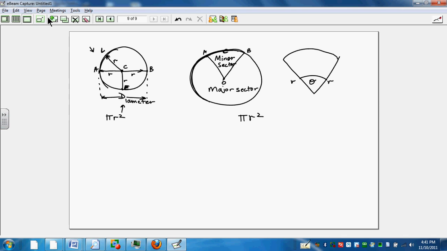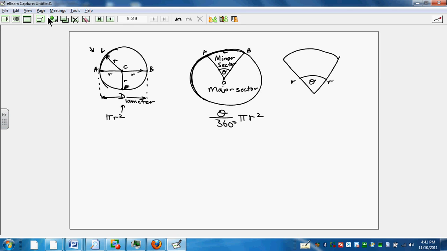Okay, but what part do you allocate to the sector? And it's easy. All you have to do is relate it to the angle that the sector contains. Now in this sector, let's say this sector contains an angle theta. Then the fraction that this minor sector would occupy in relation to the whole area of the circle would easily be found by saying theta over whatever the total angle of a circle is. And the total angle of a circle is how much?